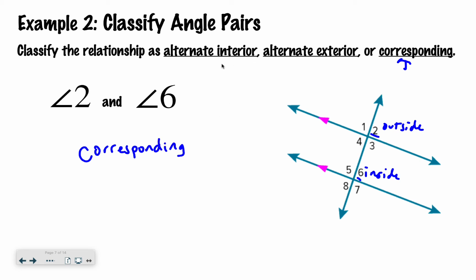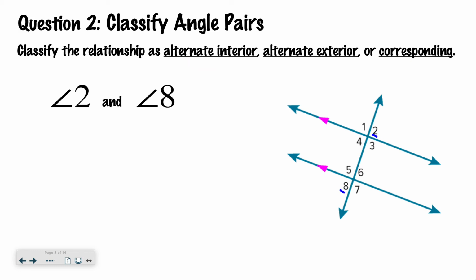Okay, so for alternate interior, both have to be interior. For alternate exterior, both have to be exterior. For corresponding, you get one of each. So that can sometimes be an easier way to identify those corresponding angles. All right, here's another example for you to try on your own. Go ahead and classify the relationship as alternate interior, alternate exterior, or corresponding. Good luck.